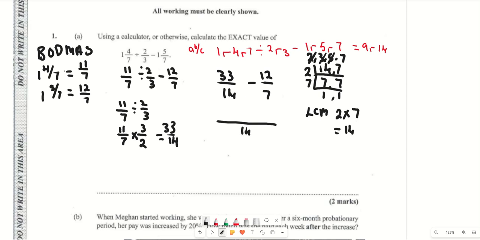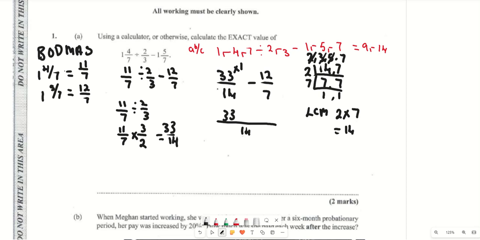The next step is to compare my denominators, which in this case are 14 and 7, with my LCM. How many times can my denominator go into my LCM? How many times could 14 go into 14? 14 could go into 14 once. So you multiply the numerator of that fraction by 1. So it's going to be 33 by 1, which is 33.